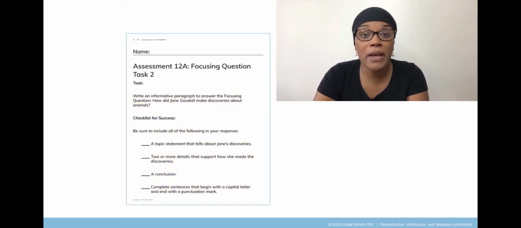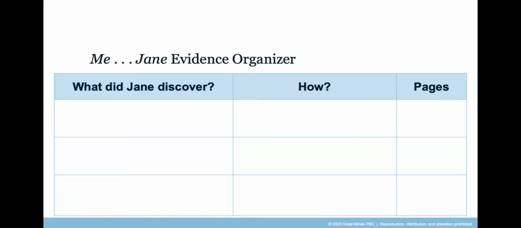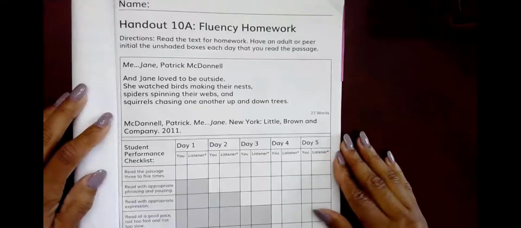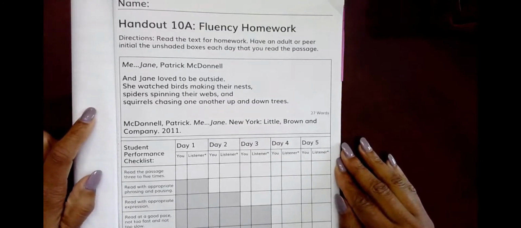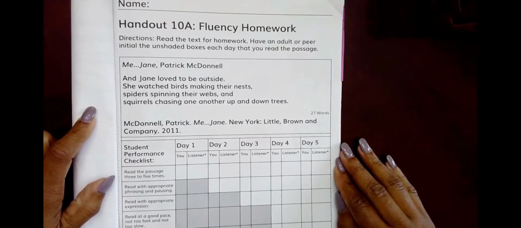Before you write your paragraphs, you are going to gather evidence so that you have something to write about. As we reread sections of the text, we're going to be collecting evidence for how Jane made discoveries about animals. We'll listen for what Jane discovered about animals and how she discovered the information. When we're done reading the sections, we'll add the evidence to our evidence organizer that you see on the screen. Here's an excerpt from pages 2 to 4. It's from the Fluency handout, so you can follow along with me as I read.